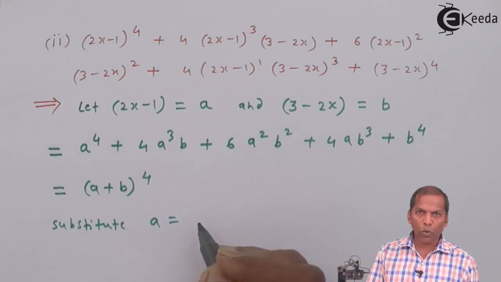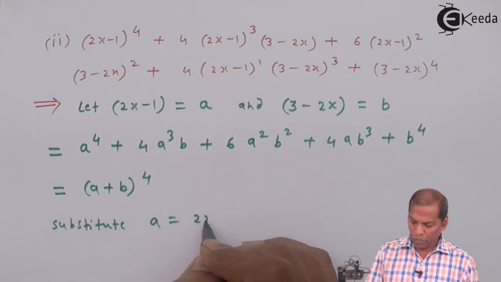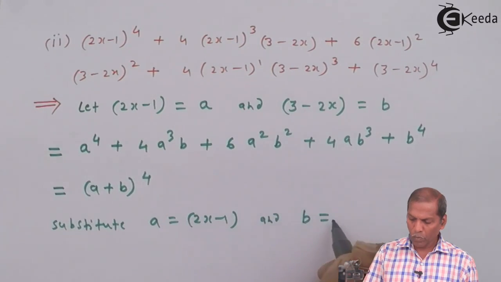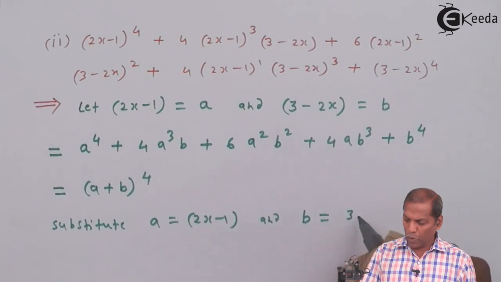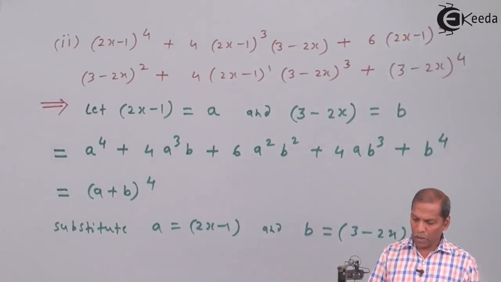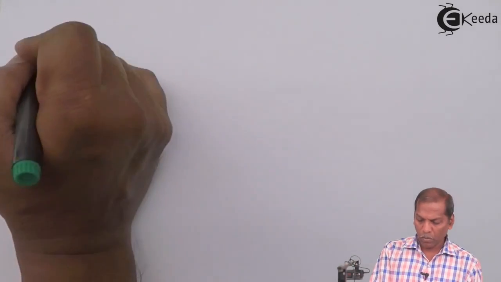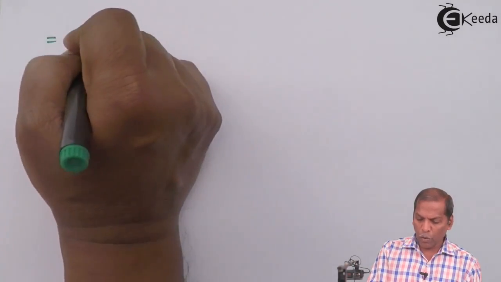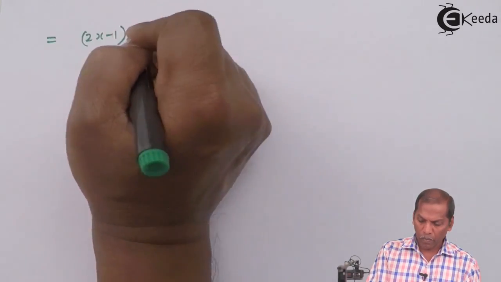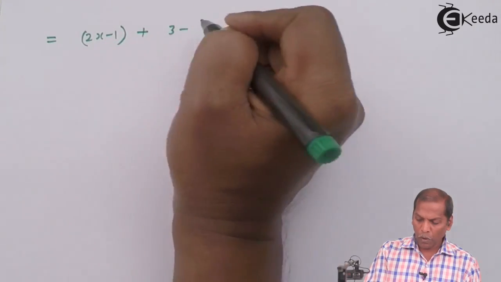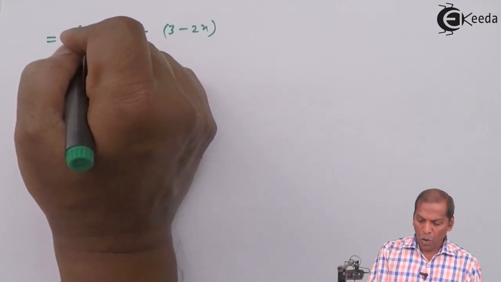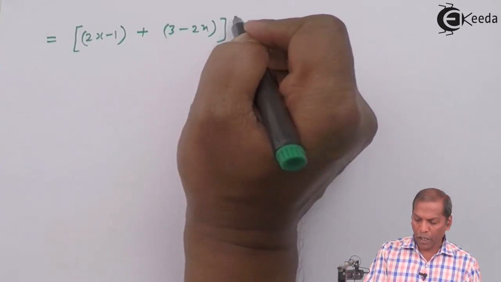a equal to 2x minus 1 and b equal to 3 minus 2x, we get (2x minus 1), that we write for a, plus (3 minus 2x), that we write for b, whole bracket raise 4.